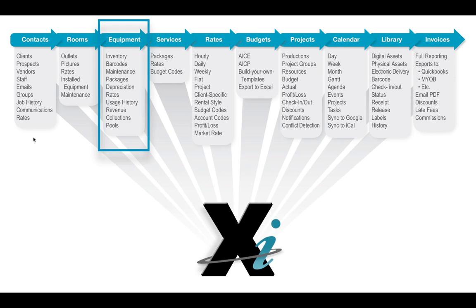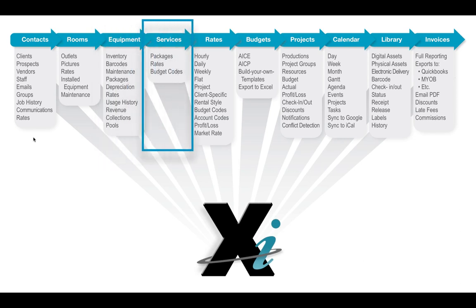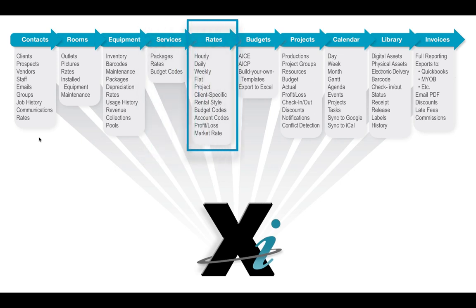And then there's also services, which are the things that you do, maybe that aren't resource specific, like editing or compositing or deliveries or meals, things like that, creative fees. Those are services, and they also can have rates and also budget codes that correspond to them. And then speaking of rates, there's hourly, daily, weekly, client-specific rates, flat rates, project rates, rental style rates. Each one of them can have budget codes and account codes that correspond to your external accounting software. And each one can also track profit loss and also market rate to be able to compare what you charge versus what everybody else is charging in your area.